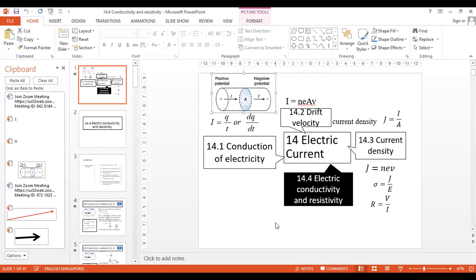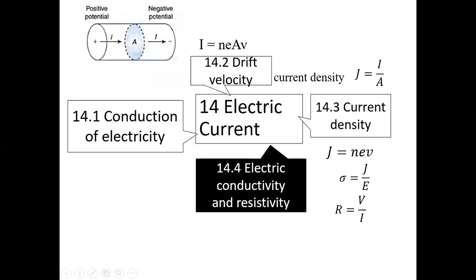Okay, just to review what we have done. We have defined our electric current to start with, and then we have derived this equation. Current is the flow of electron. A is the cross-sectional area, V is the drift velocity, e is the charge on the electron, and n is the number per unit volume.